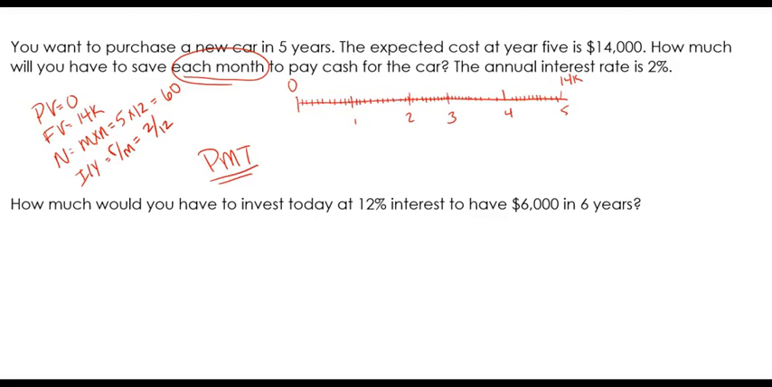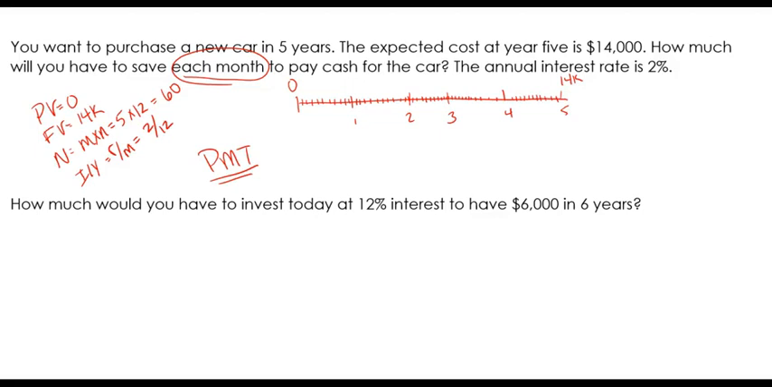And when you solve for payment, you're going to get a negative answer, which makes sense when you think back towards our rule. Cash outflows are negative numbers. Cash inflows are positive numbers. Every month, you are going to take money out of your pocket and put it into a savings account earning 2%. So that's a negative cash flow. It's money leaving your pocket.